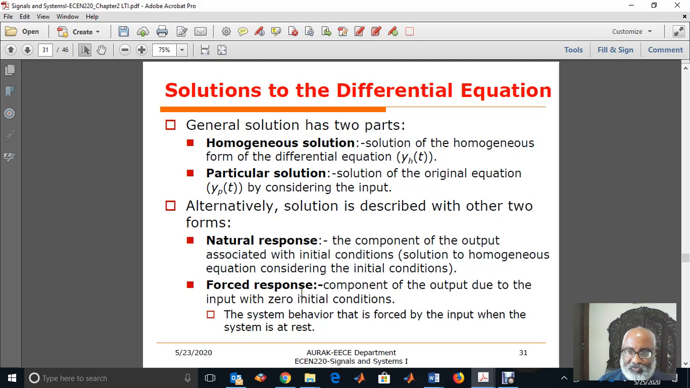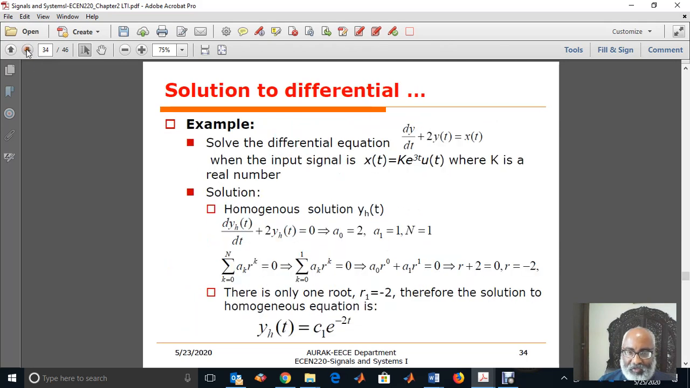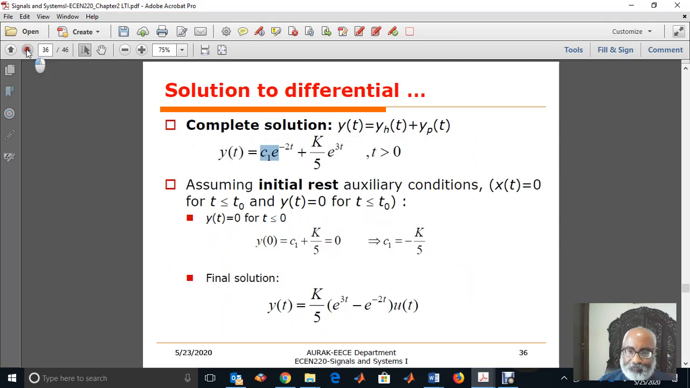The forced response will be the homogeneous plus the particular solution, but assuming the initial condition of the system is 0. This will be the forced response, and we add the two. Okay, so we will have an example for this also.